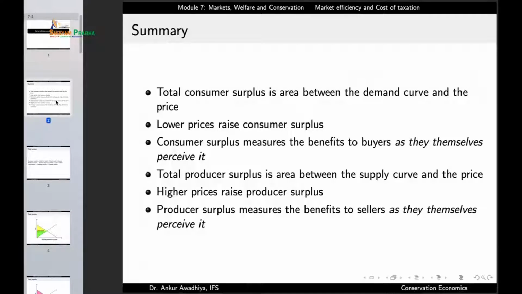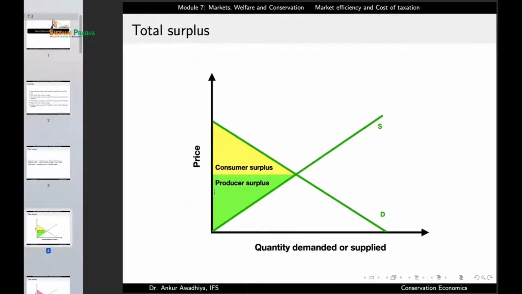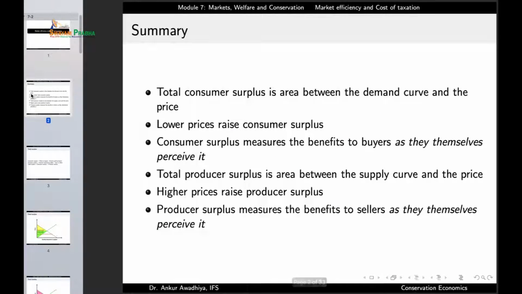Lower prices raise the consumer surplus because when the prices become less, so when you draw a line, say here, in that case, this yellow triangle will extend to this area, and so the consumer surplus would increase. So lower prices raise the consumer surplus.